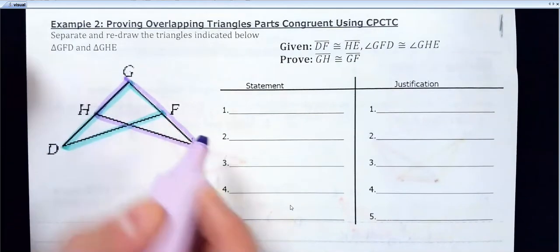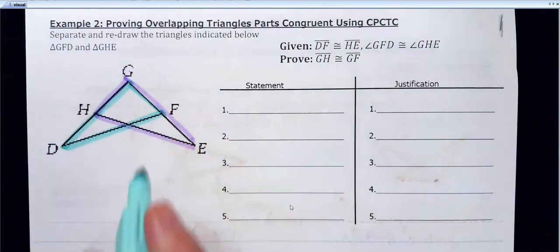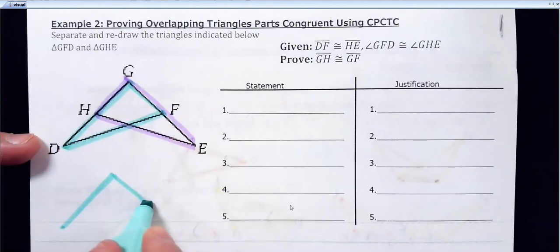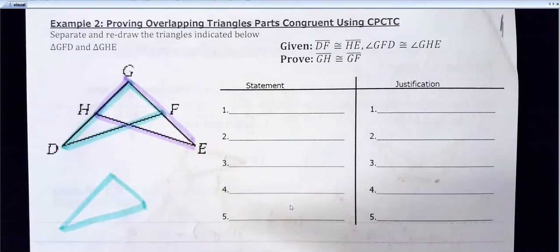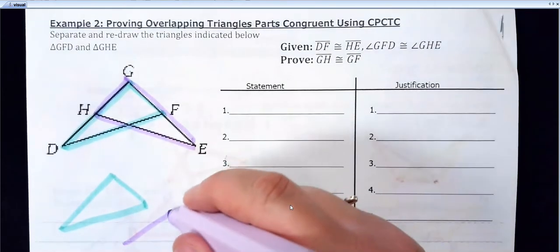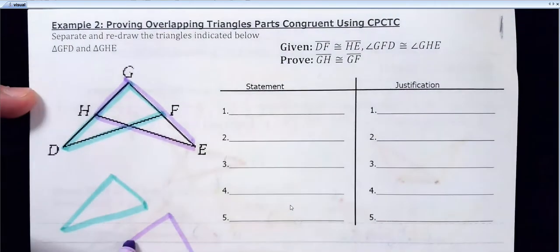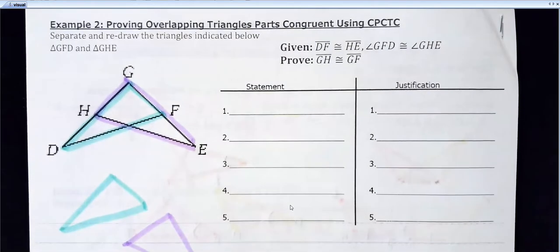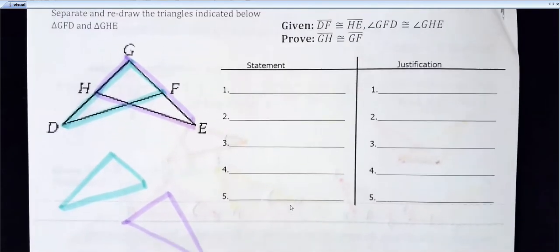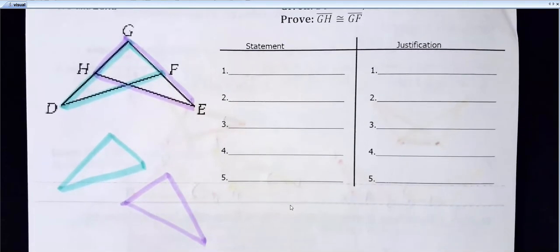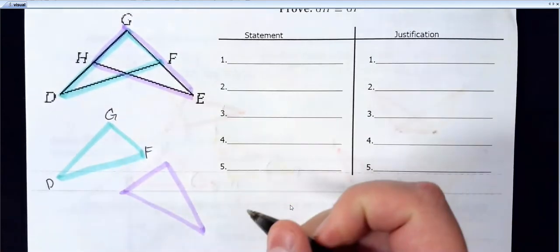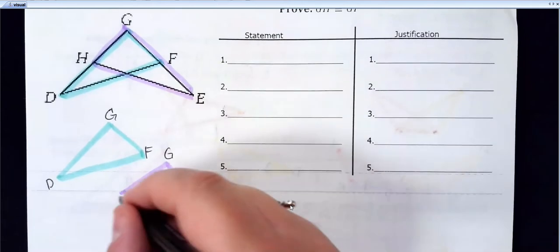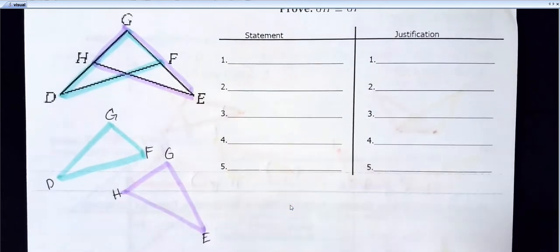Because it can be confusing when you look at these diagrams. There are multiple different triangles that you could draw from this picture, so that's why it's important for us to be able to redraw the ones that they ask you to do. Let me scooch this up a little bit here. So I colored the GFD on mine kind of this turquoise color, and then I colored the GHE with my purple highlighter.